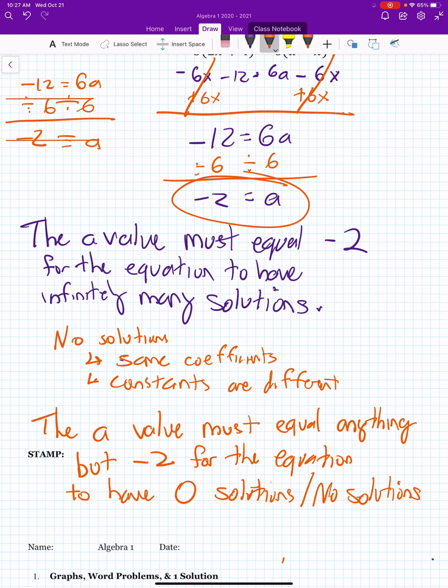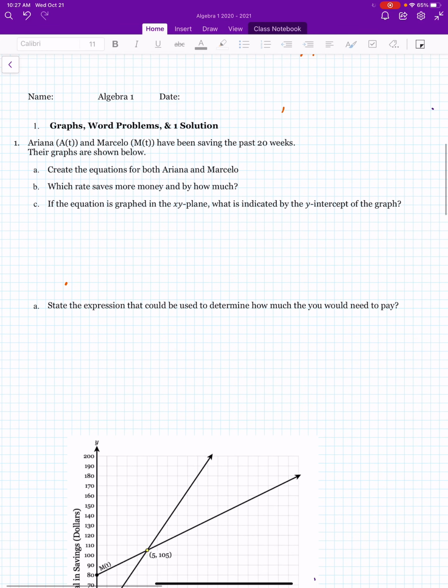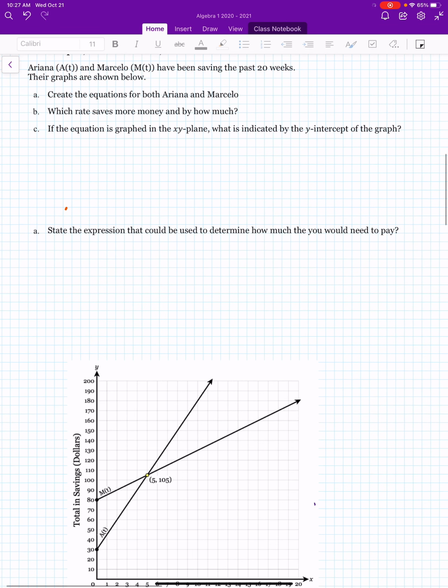All right, so now let's get into our example. Graphs, word problems, and one solution. Ariana and Marcelo have been saving for the past 20 weeks. Their graphs are shown below. Create the equation for both Ariana and Marcelo.